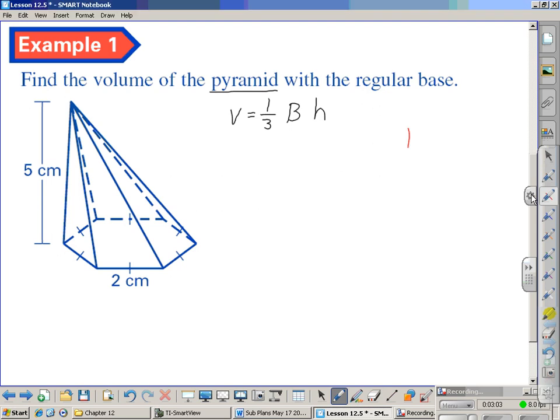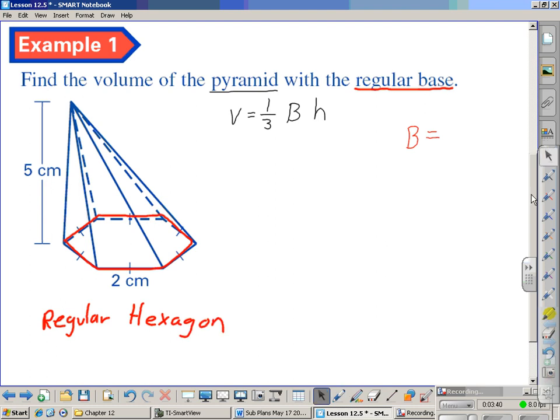So now off to the side, I'm going to figure out what the area of the base is. The first thing you have to do to help you figure out the area of the base is figure out what shape the base is. We've got 1, 2, 3, 4, 5, 6 sides. There are 6 sides. The other thing it told us is that it's a regular base. So the bottom is a regular hexagon. So the base is a regular hexagon.